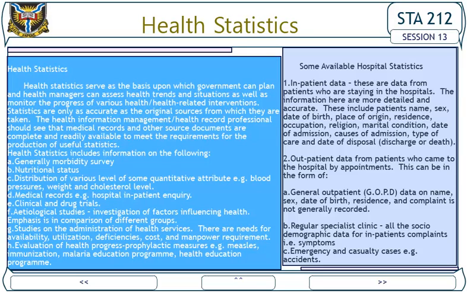2. Outpatient data from patients who came to the hospital by appointment. This can be in the form of A. General outpatient (GOPD) data, where name, sex, date of birth, residence, and complaint are not generally recorded. B. Regular specialist clinic, with all the socio-demographic data for inpatients, plus complaints, that is, symptoms. C. Emergency and casualty cases, e.g., accidents.